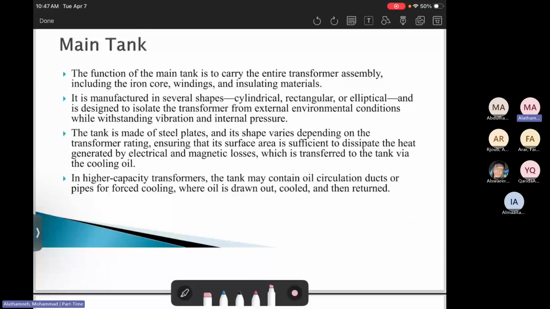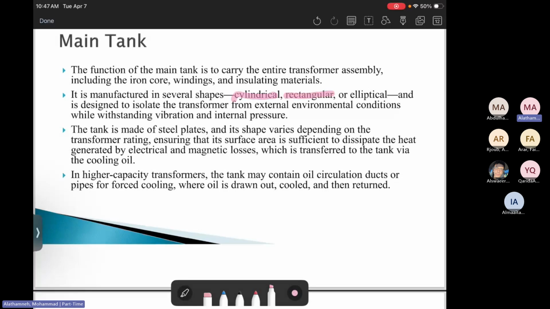The main tank, or we call it the main frame, carries the entire transformer, including the iron core, the winding, and the insulation materials, which is most likely the oil. It is manufactured in several shapes: cylindrical, rectangular, and elliptical. It is designed to isolate the transformer from the external environmental conditions. It should handle the vibration and the internal pressure.